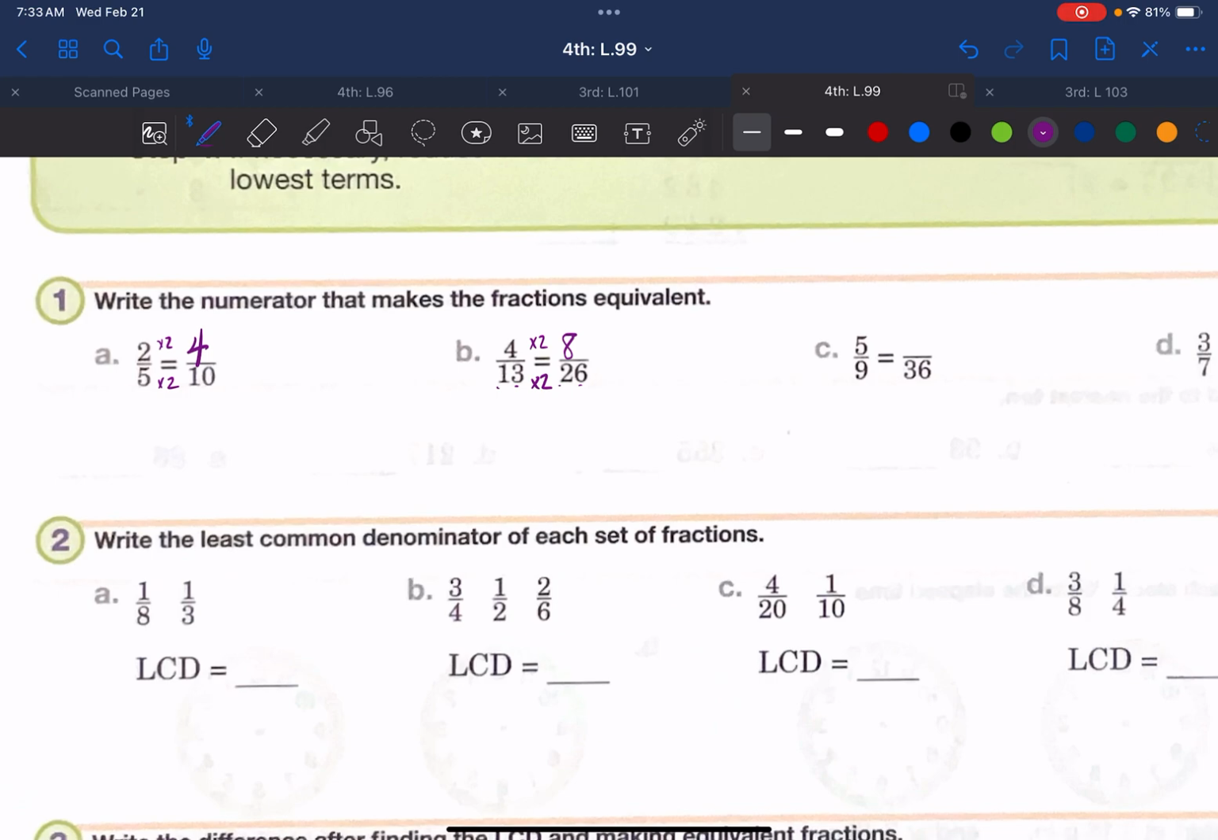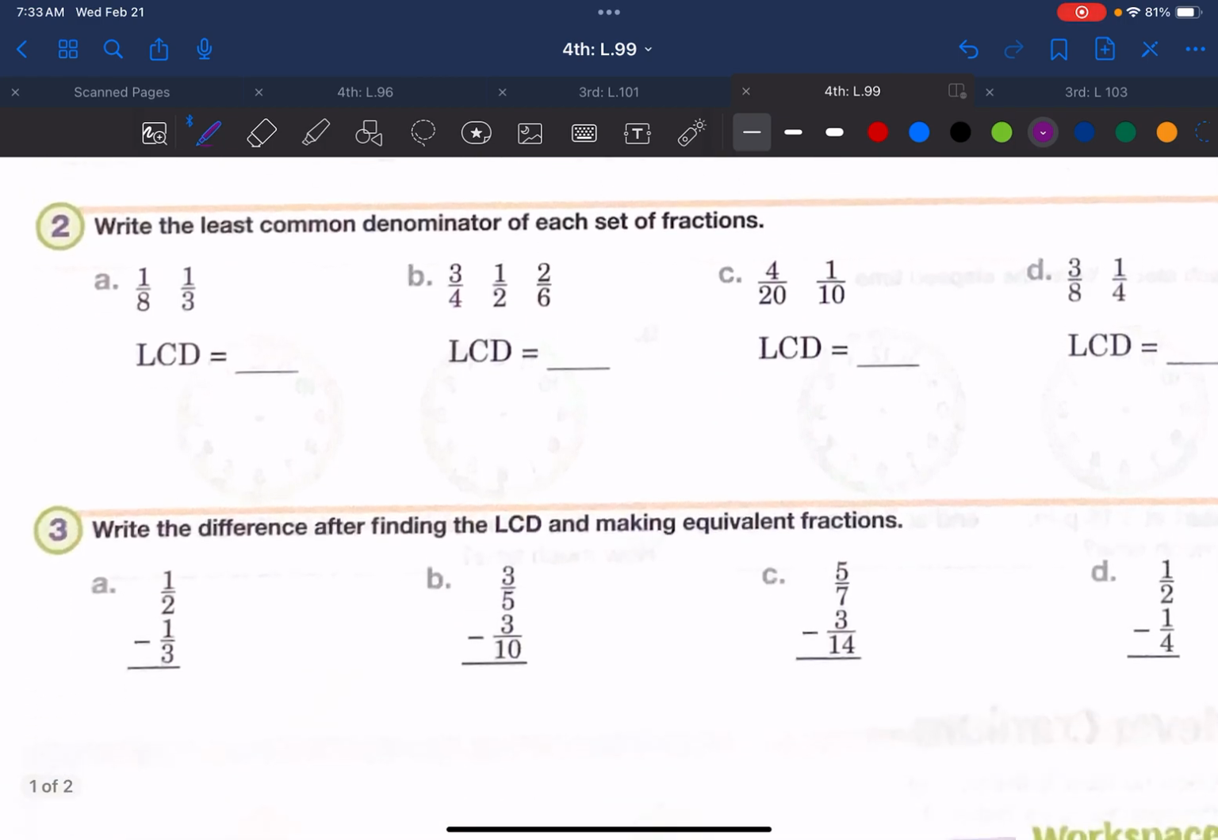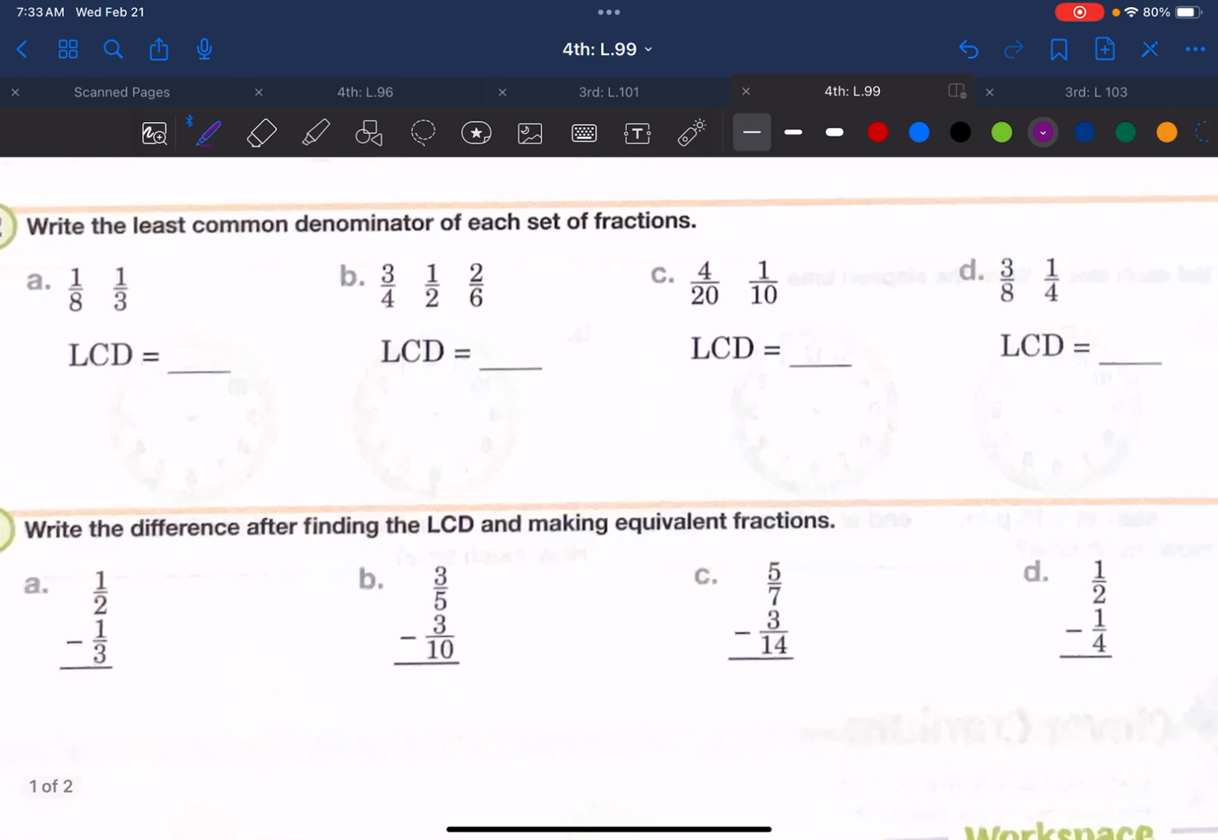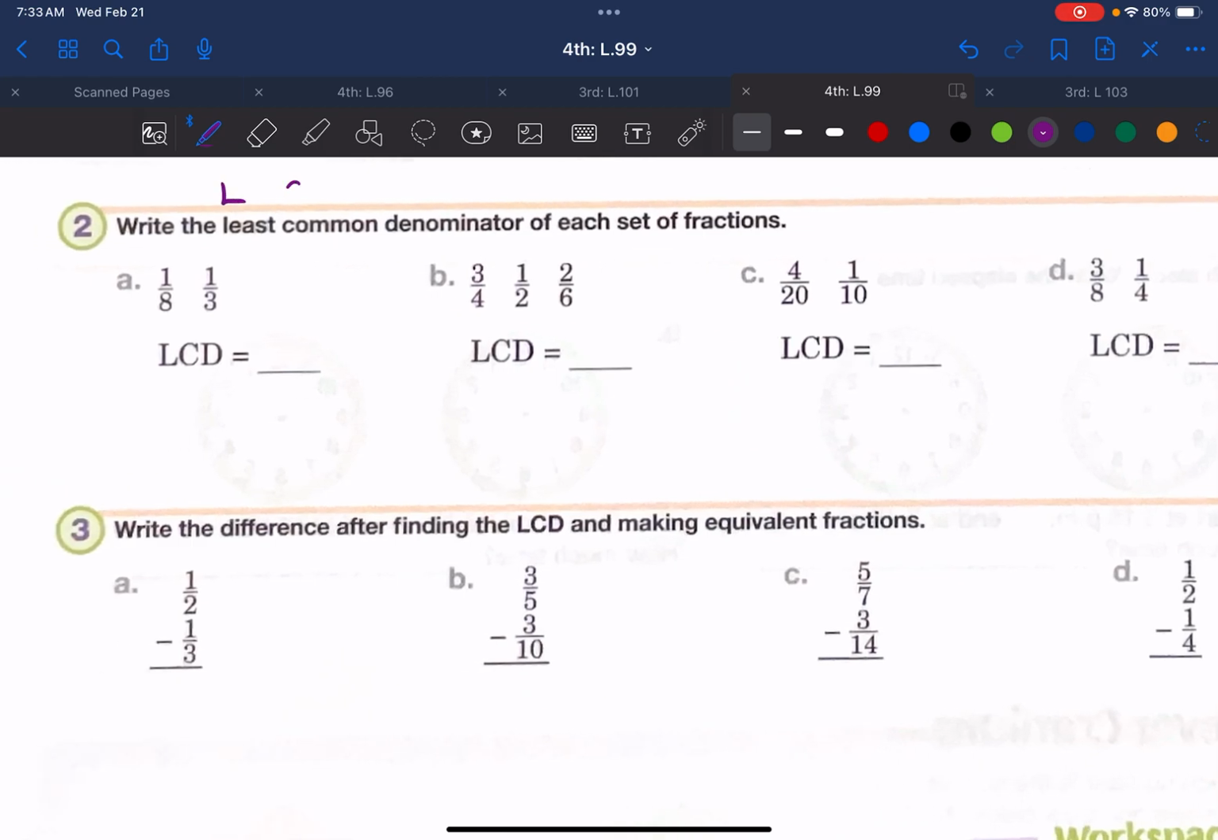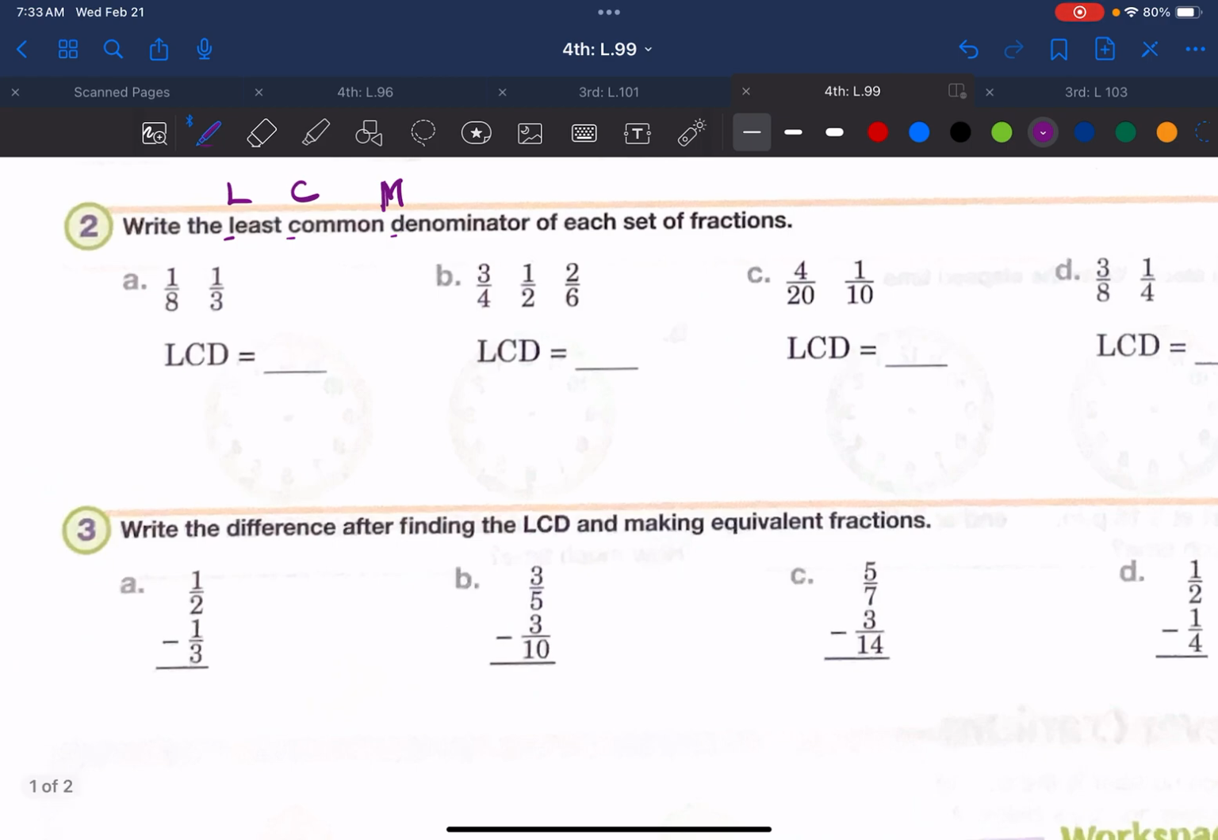Okay, keep practicing that. Number 2, write the least common denominator with each set of fractions. All right, they left a little space down at the bottom for you to write your multiples, because least common means the same, denominator we get from our multiples. So least common multiples makes our least common denominator. So I'm going to write my multiples of 3 and of 8.